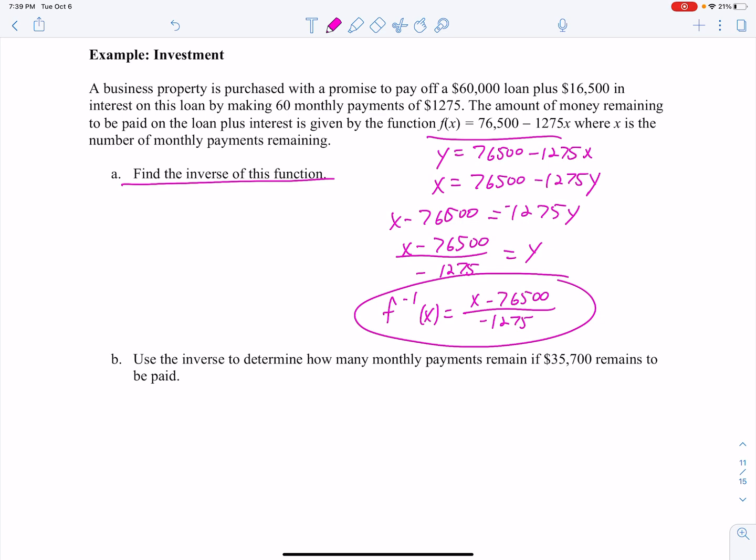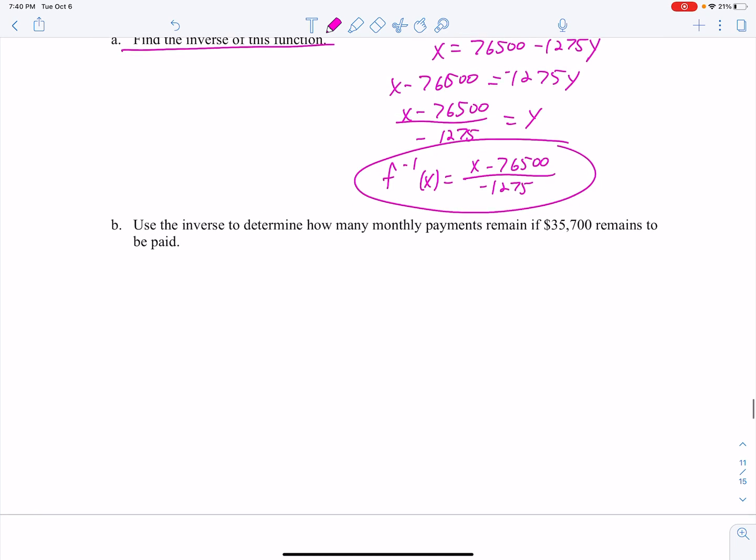So this reverses it, right? The original function is the amount of money remaining to be paid off in x months. Now with the inverse, it's going to tell us how many months to pay off a certain amount. It switches the input and the output. And that's what they're asking here: how many monthly payments remain if you have 35,700 to pay off?